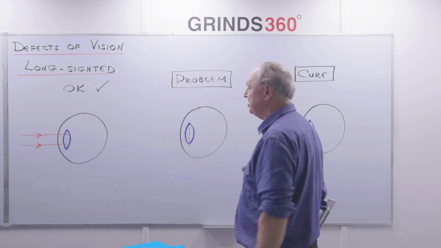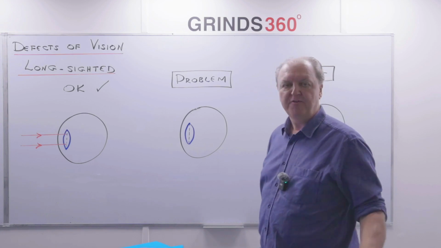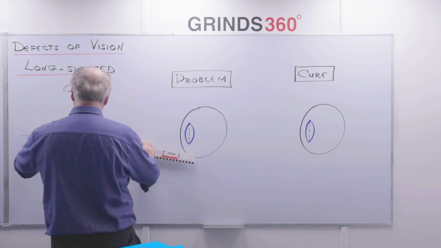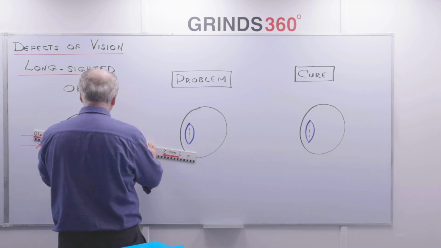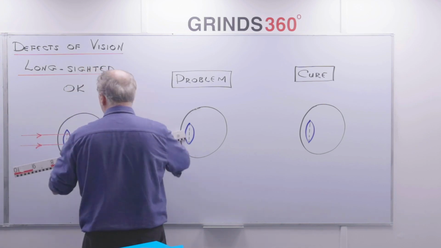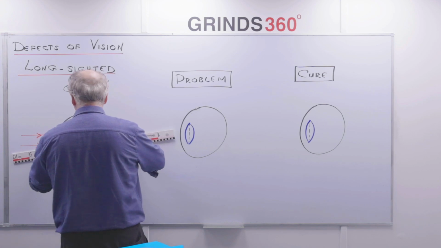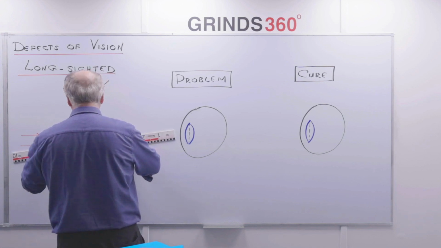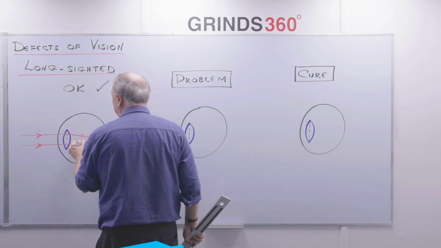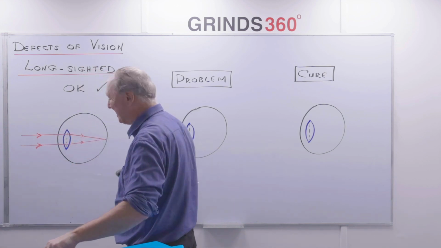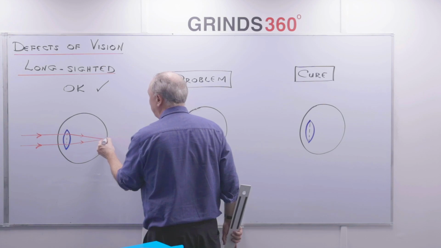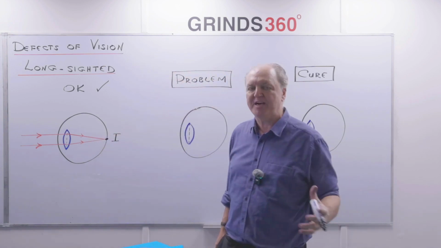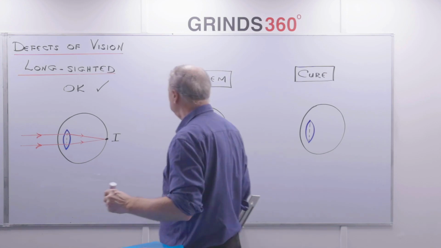Anyway, those rays of light are coming in parallel from a distant object, and your lens has absolutely no problem bending them by the right amount, and they give you a nice sharp image on the back of your retina. So that situation is okay. A long-sighted person can see far away objects nice and clearly. So that's the okay situation. But what's their problem? Their problem is trying to focus clearly on near objects.